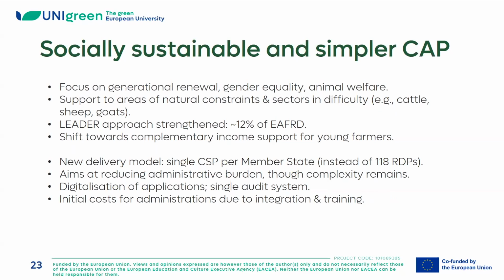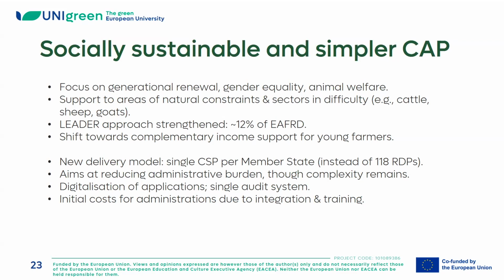Let's now look at the socially sustainable and simpler common agricultural policy. The strategic plans will contribute to a socially more sustainable common agricultural policy, with emphasis on generational renewal, working conditions in the farming sector, and animal welfare, supporting areas of natural constraint as well as other types of coupled income support for sectors that encounter difficulties, like cattle, sheep, and goat. Further support to rural areas beyond the farming sector is mainly provided by LEADER and rural investment. Cooperation might also support operational groups related to rural topics. What is it in theory?